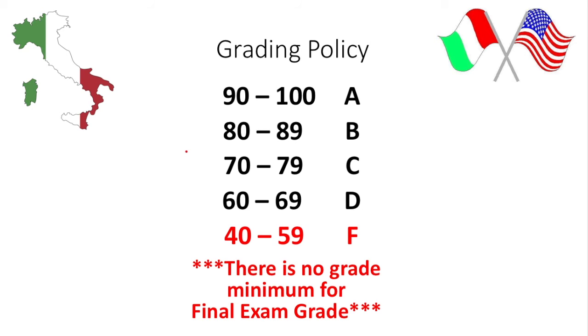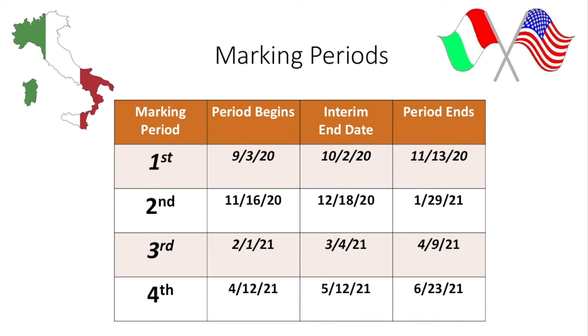The grading policy is the same for every class here at Linden High School. So these are where you will find your A's, your B's, C's, D's, and F's. And our marking periods. So first marking period is what we are currently in. We are very rapidly approaching the interim date, which is October 2nd. And then the marking period will end on the 13th.